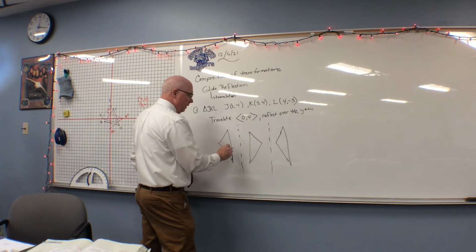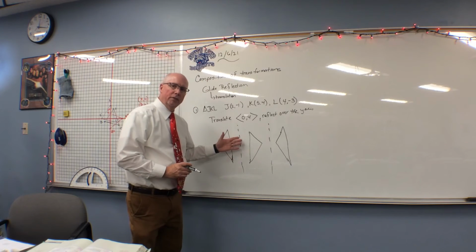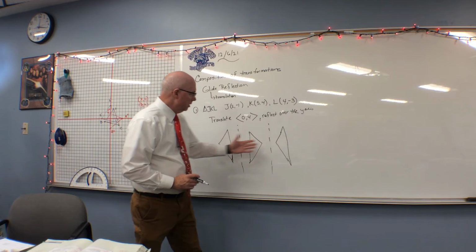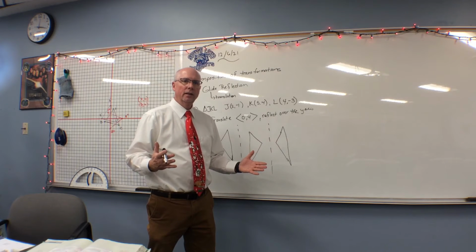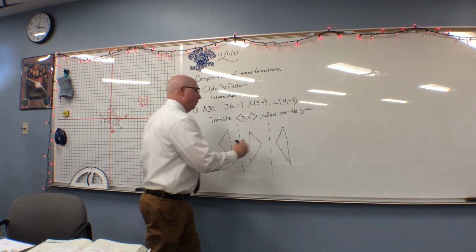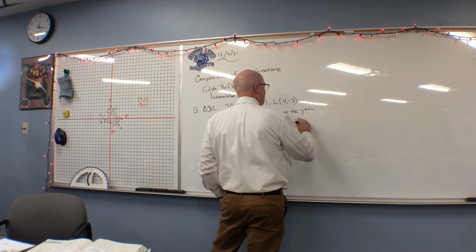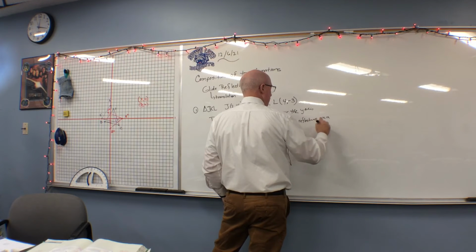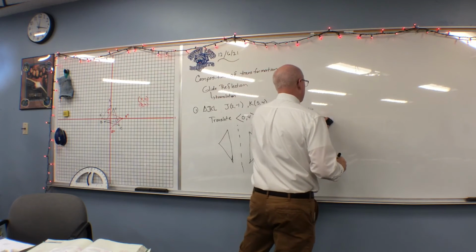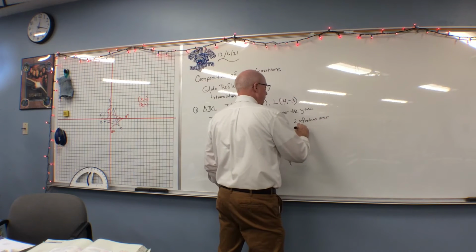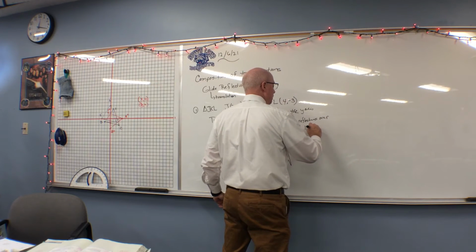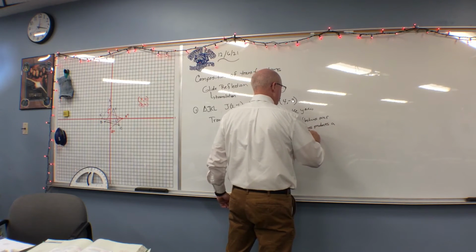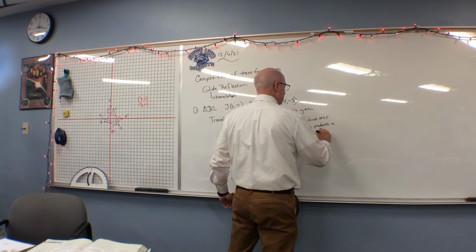So basically, two reflections over parallel lines produces a translation. In other words, we could just take this and slide it over and it would fit. Do you understand that? So I'm going to write that out. 2 reflections over parallel lines produces a translation.